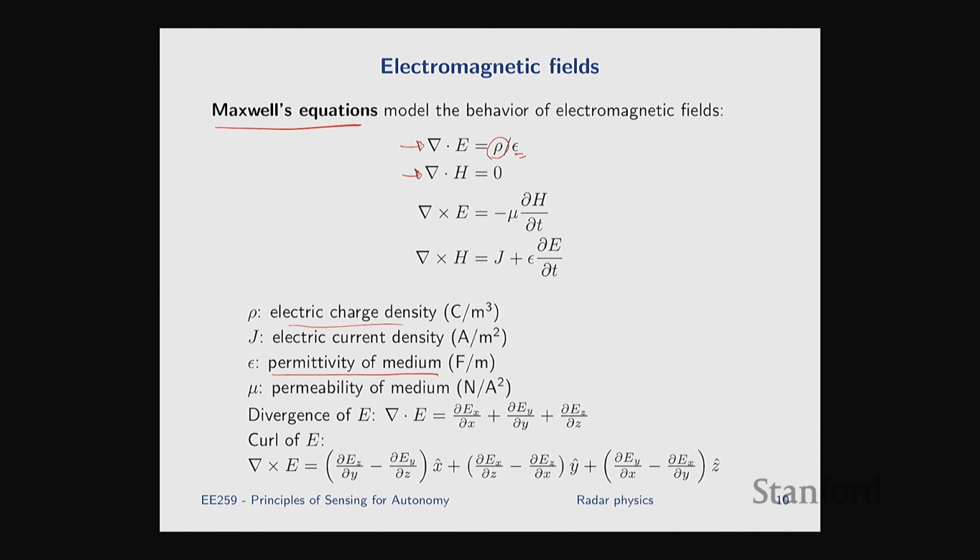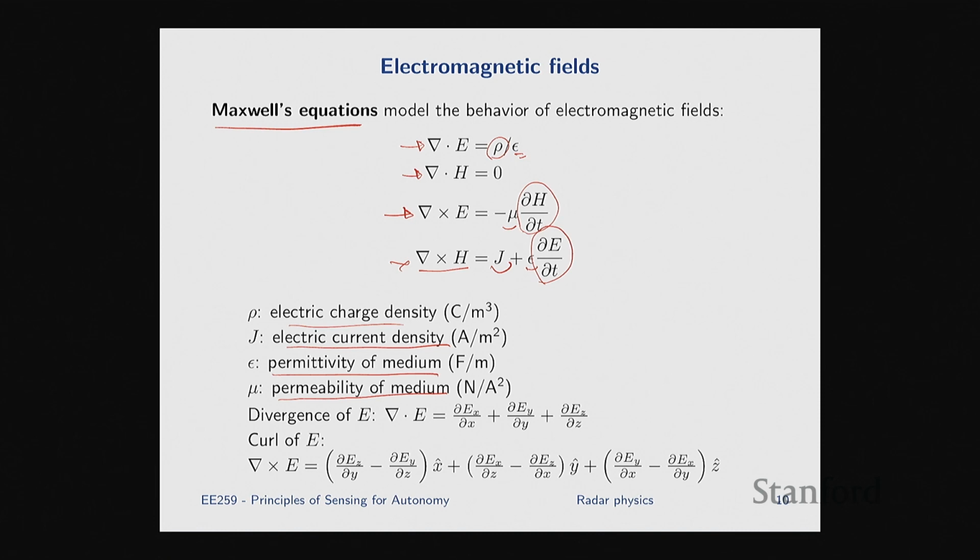The second equation says the divergence of H equals 0. So H is a divergence-free field, as we say. Then we have the curl of E, which is equal to a constant times the time derivative of H, and that constant mu is the permeability of the medium. And finally, we have the curl of H, which is equal to J, the electric current density in the medium, plus the permittivity times the time derivative of E.